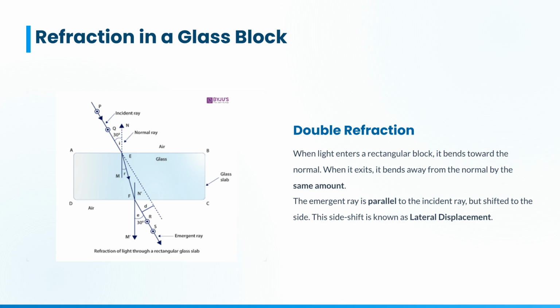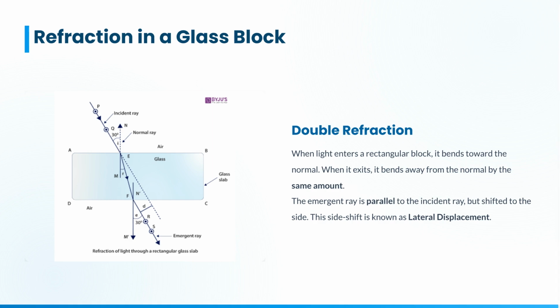When light passes through a rectangular glass block, it experiences double refraction. It bends toward the normal upon entering and away by the same amount upon exiting. This keeps the light parallel to its original path, but shifted to the side, a phenomenon called lateral displacement.